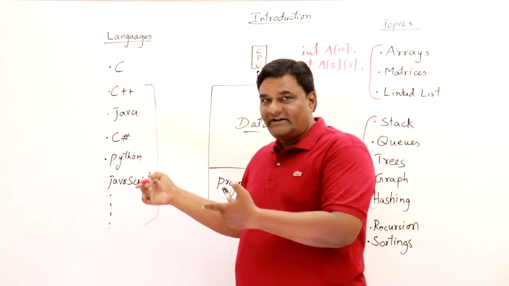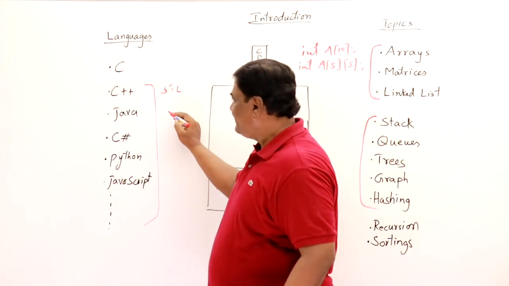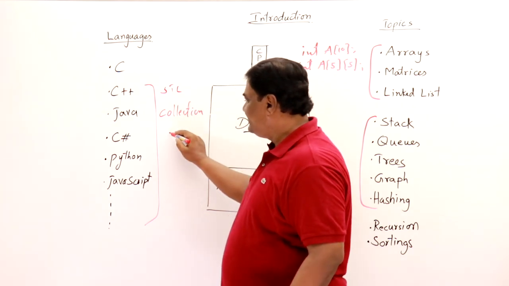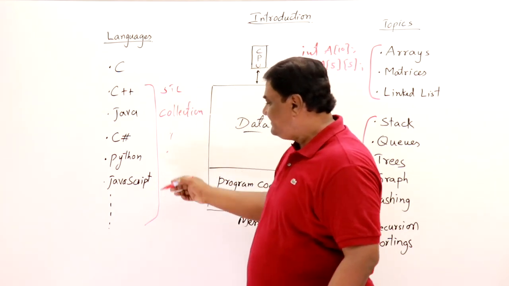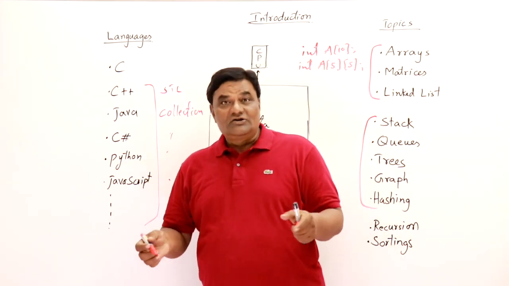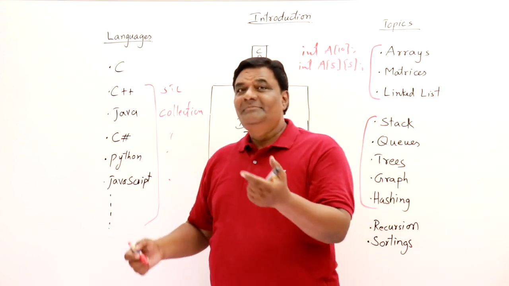All these languages provide built-in data structures. Like in C++, there are STLs, and in Java, there are collection classes. In C# also collection classes are there. In Python also containers are there. And in JavaScript also collections are there, or DOM objects are also there in JavaScript. So languages have built-in data structures.